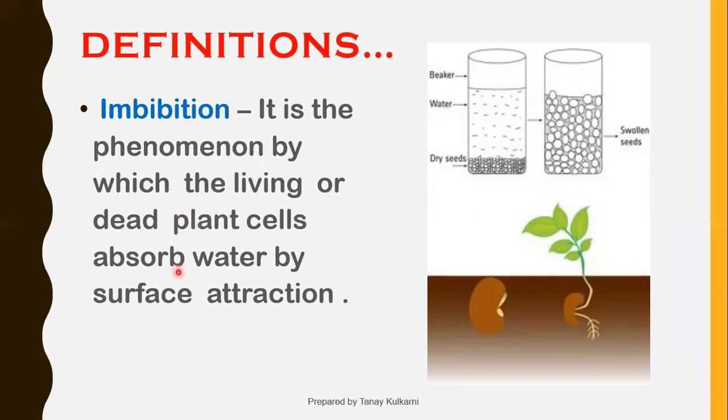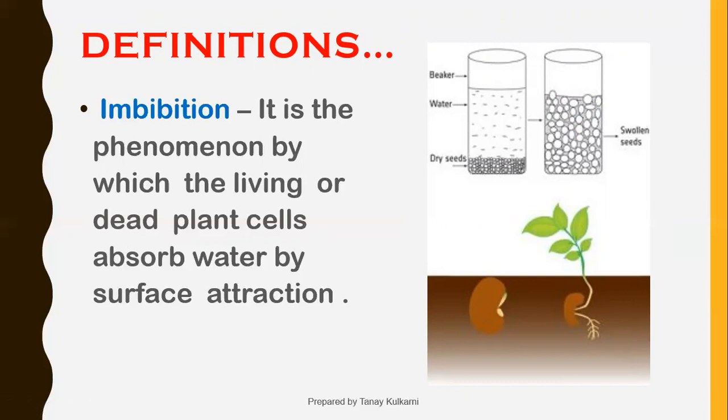It is defined as a phenomenon by which living or dead plant cells absorb water by surface attraction. So what I mean to say is, although the water is absorbed and goes inside the seed, the seed will not become liquid, or the inner part will not get dissolved in that water. Those water molecules are just present on the outer surface of the seed, which results in an increase in the size of the seeds.